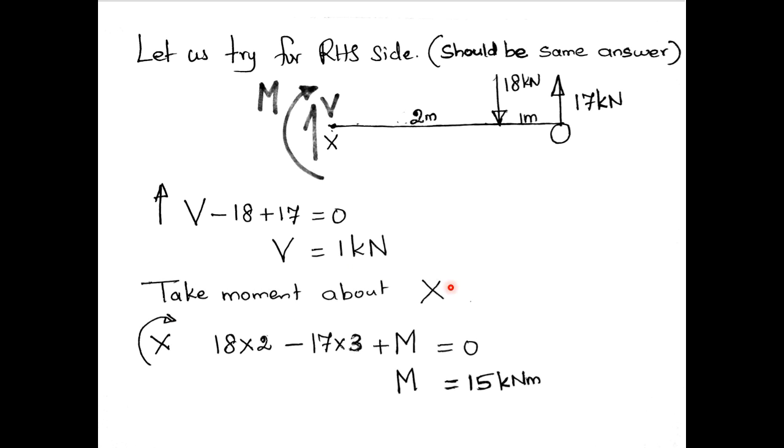Take moment about X, considering clockwise as positive. Therefore 18 into 2 is in the clockwise direction. 17 into 3 is anticlockwise, therefore minus, and this external moment M is actually clockwise, therefore positive, equal to 0. Therefore M is equal to 15 kilonewton meter. Same answer, it should be the same answer.